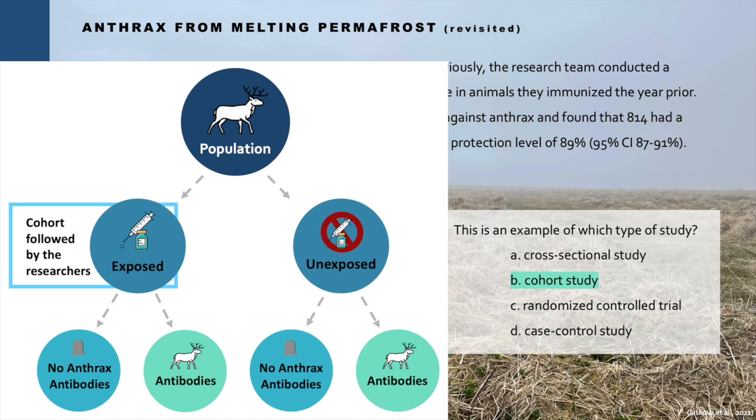The reindeer were selected to be study subjects because they're the same animals the team vaccinated previously, so they were selected based on their exposure status. This is different from a cross-sectional study where exposure and outcome are assessed at the same time and members of the population are included regardless of their exposure or disease status.